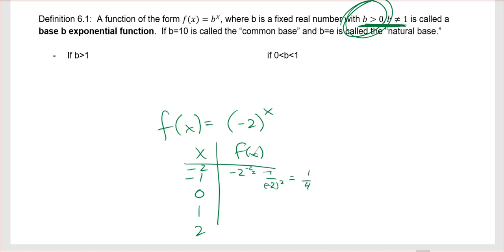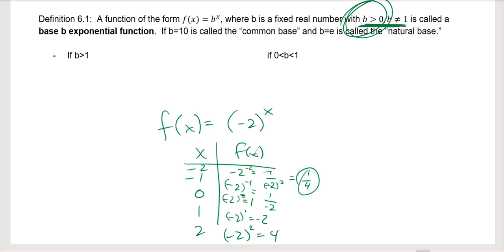I didn't leave myself enough space there. Negative 2 now to the negative 1 power, we would have 1 over negative 2. Put a 0 in there, we're going to get negative 2 to the 0, which is just 1. Negative 2 to the 1 is negative 2. And then negative 2 squared is 4.